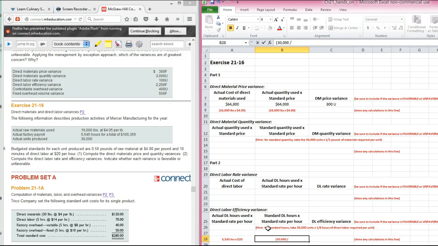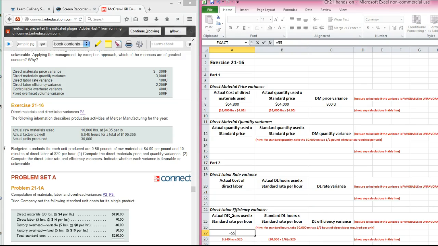So we'll take the 30,000 and we'll multiply it by 1/6 or divide it by 6. Either way means the same thing. And then we will multiply it by the standard rate per hour. In the direct labor efficiency variance, what we're trying to do is keep the rate the same, because that's not what we're analyzing. We're trying to analyze how efficient they were, and that refers to a quantity or number of hours.